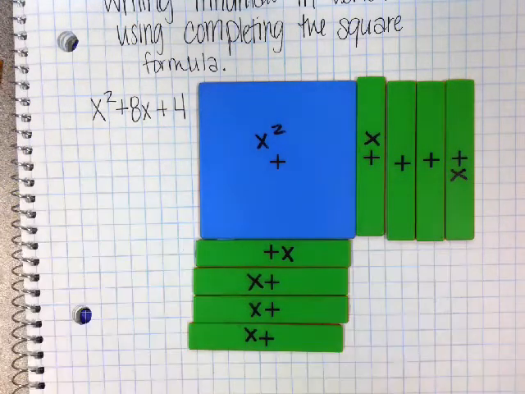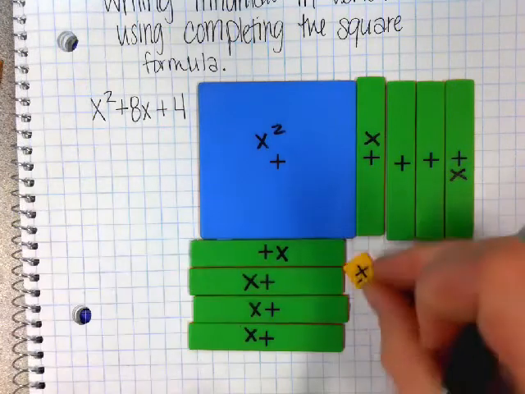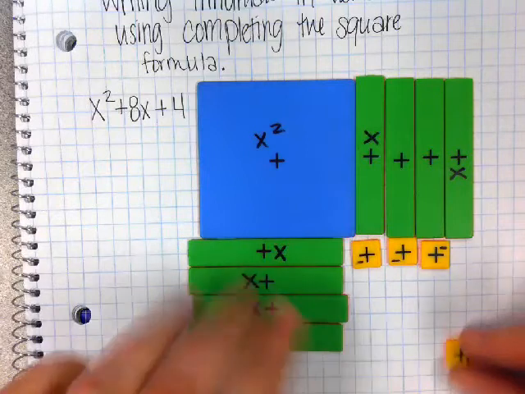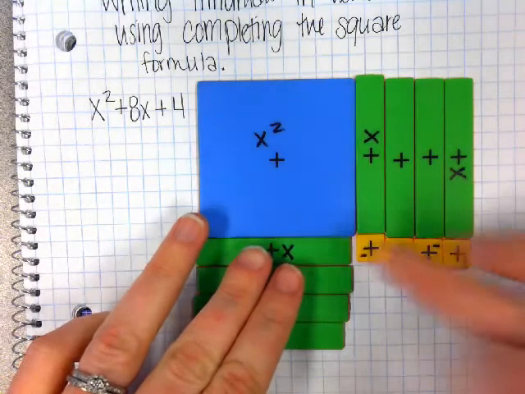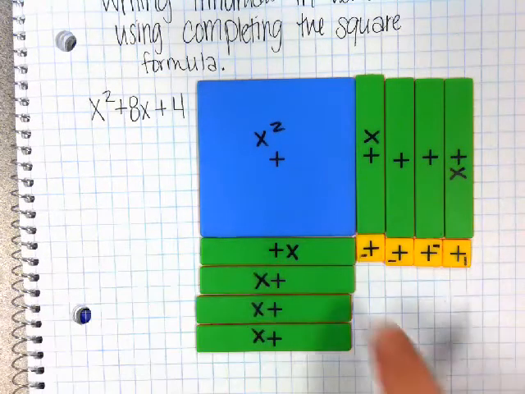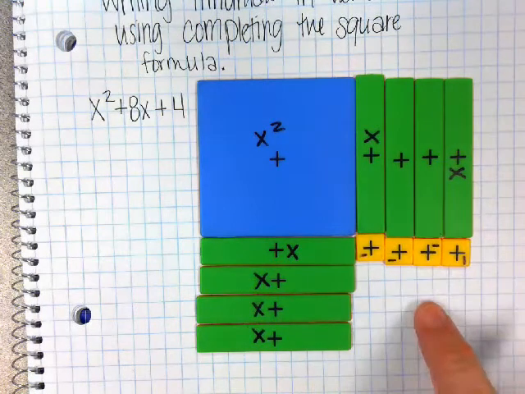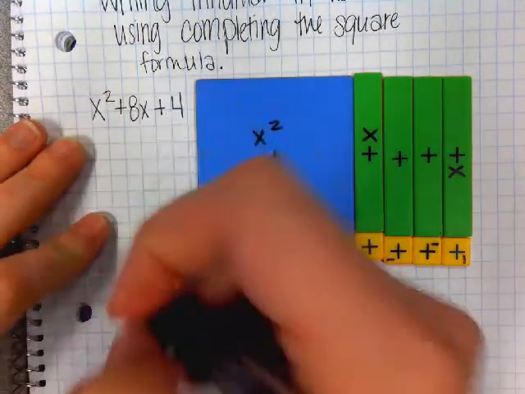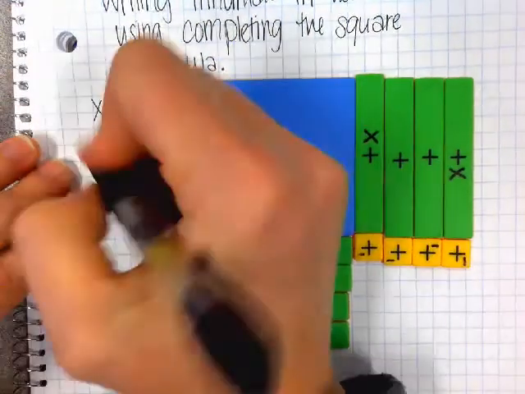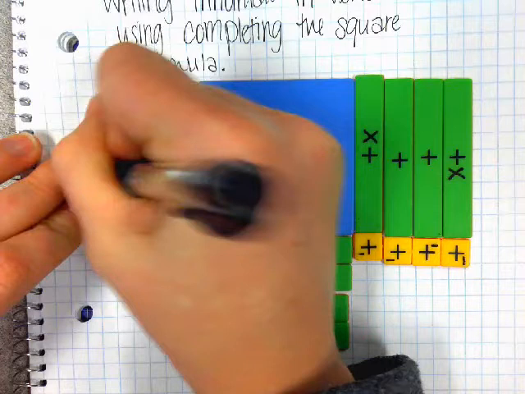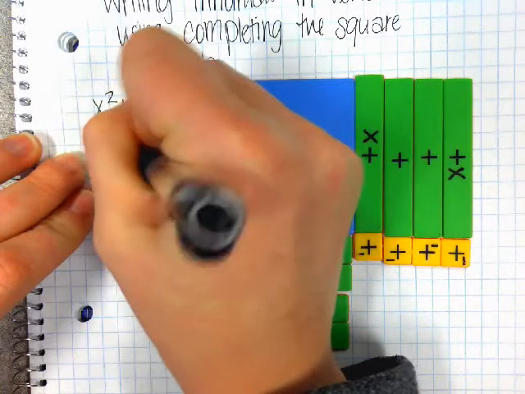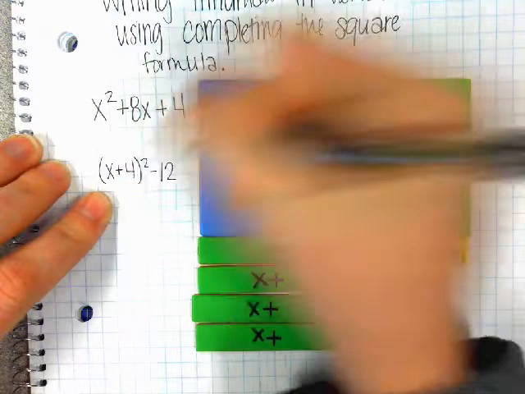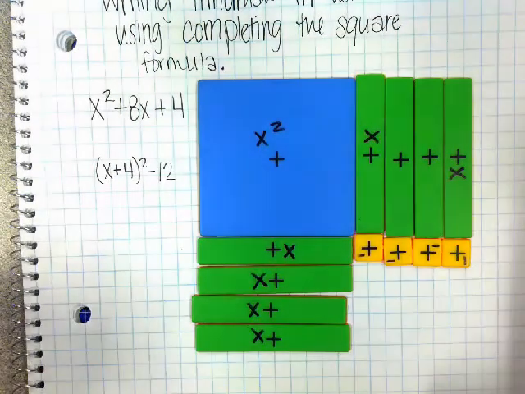And then if I have plus 4, so I have 1, 2, 3, 4. How many tiles am I missing right here? 1, 2, 3, 4, 5, 6, 7, 8, 9, 10, 11, 12. So I'm missing 12. So when you did this equation yesterday, you had x plus 4 squared, and then I was missing 12 tiles, so we wrote it as minus 12. Do you agree? So that's how we wrote it.